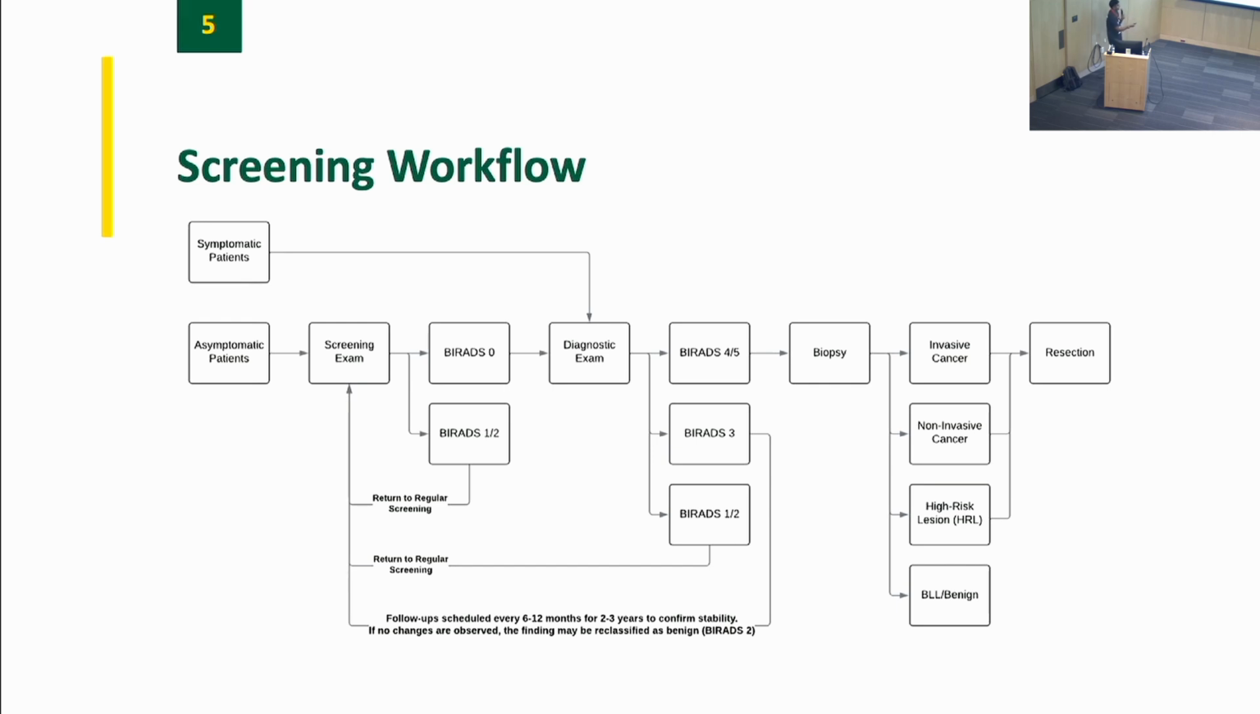From diagnostic, so let's go to this screening paradigm. 1,000 women get screened, 900 go to BI-RADS 1 or 2, 100 get BI-RADS 0, they go to diagnostic. Of those 100, about 60 of them are assigned BI-RADS 1 or 2 on the diagnostic. Those patients go right back in the screening pool. So we saw something suspicious, we took a closer look at it, it's nothing, return to regular screening. So that leaves us about 40 patients, okay?